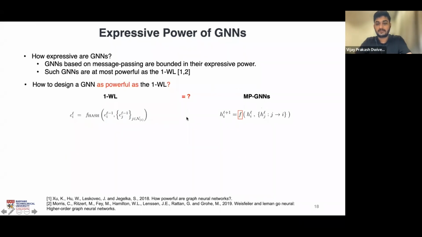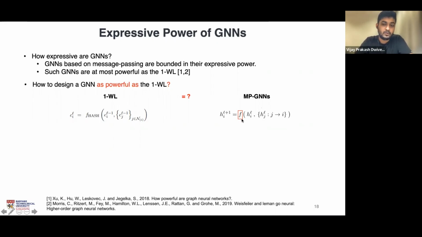So because 1WL was an upper bound, can we make an architecture which is equal to 1WL, like the expressive power of the message passing based GNNs is equal to 1WL? Yes, we can make it. We need to take care of the function f. In the previous slide, I told the nature of f is unknown in message passing GNNs. So that's why we didn't have an equality. We had a less than or equal to bound.